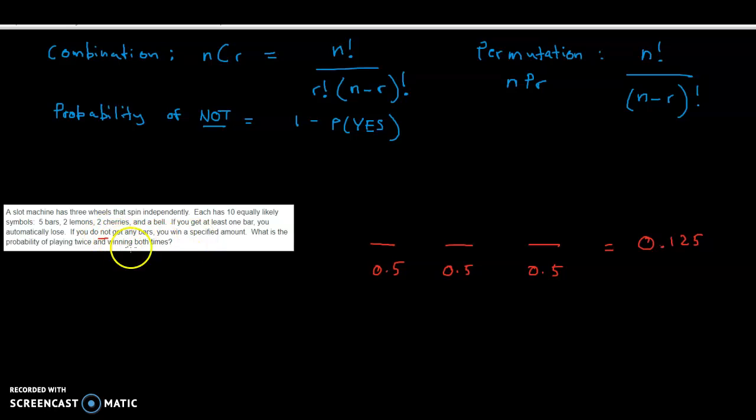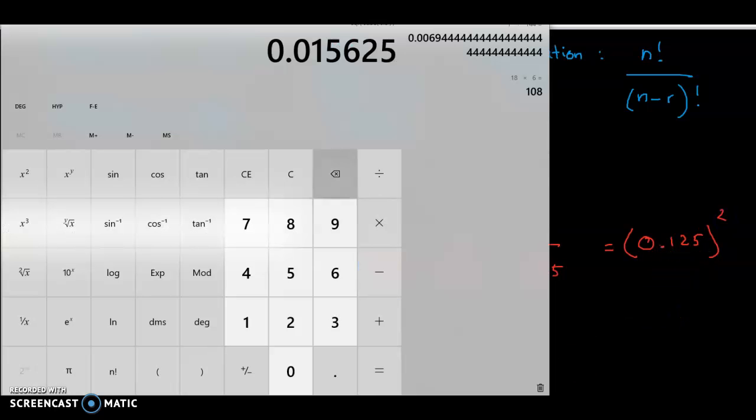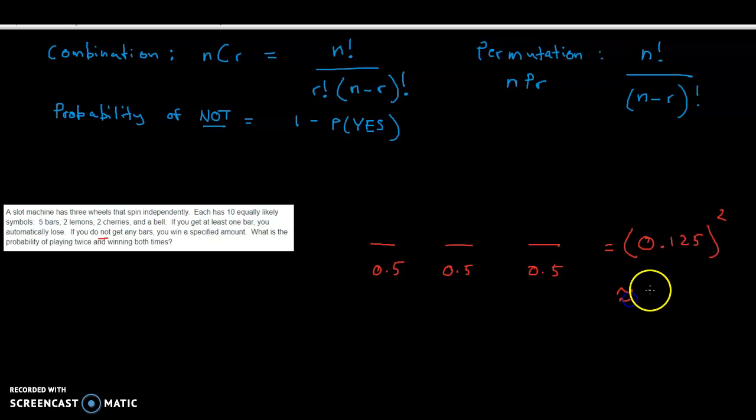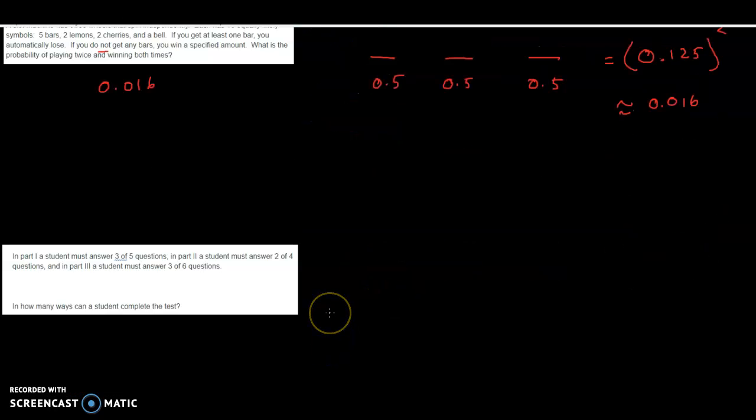And if we're going to do it twice, it would be 0.125 times 0.125. We do it twice, so that would end up being something like, I used my calculator earlier, 0.01563, so round that off to approximately 0.016 as the likelihood of that happening. Okay, so that would be our answer. 0.016 is the likelihood that we would play twice and win both times.